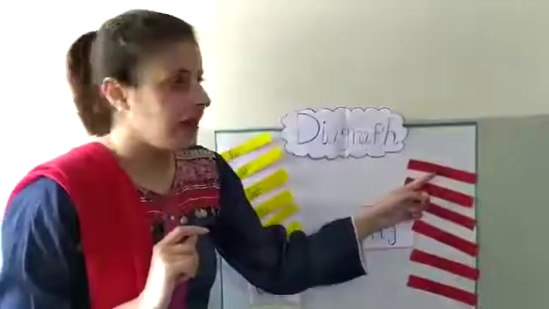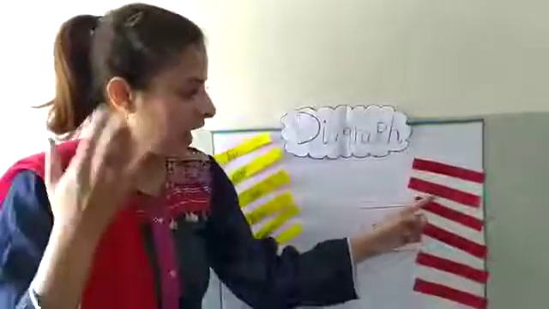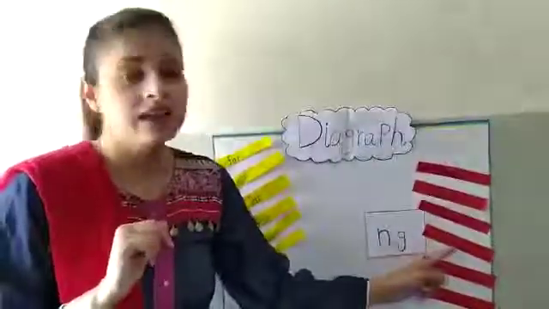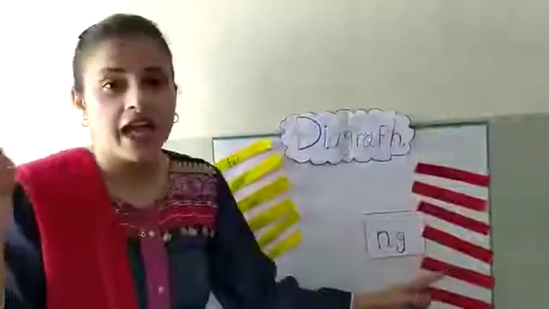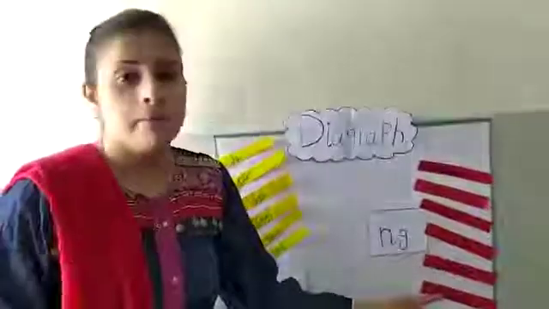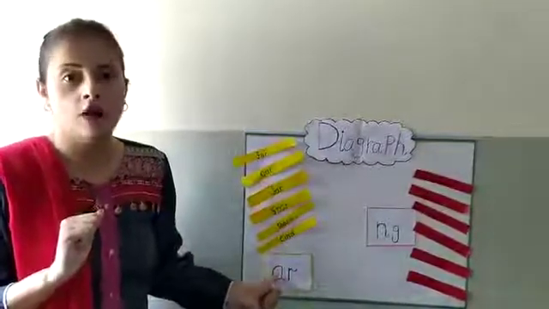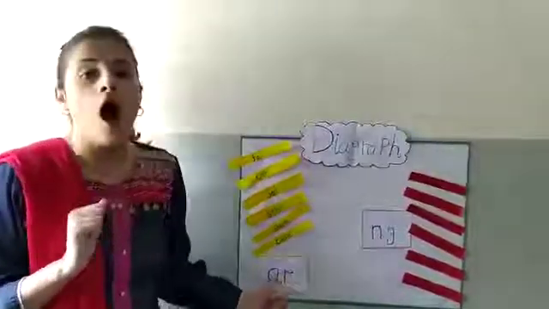Okay, let's read them quickly. Swing. Sing. Wing. King. Ring. Bring. So which diagraph is it? This is ng, and which diagraph is this? It is ng, and ng.